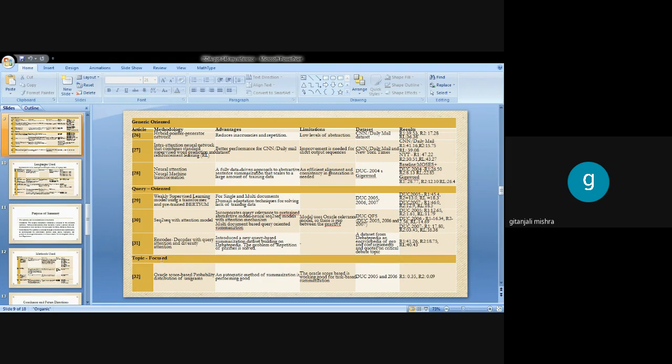This is the output. In the topic focused, this technology is used: Oracle score based probability distribution of unigrams. What advantage have we seen here? An automatic method of summarization is performing well. The demerit is that this Oracle score works well only for the task based dataset. Here we use the DUC 2005 and 2006 datasets, and this is the output.